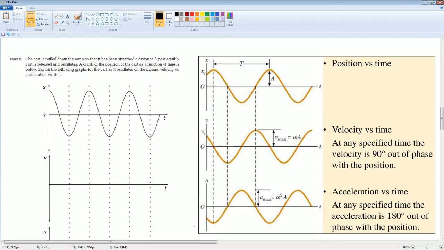It gives this motion of the graph. This motion of the graph here is a cosine wave. Yeah, this is a cosine wave.